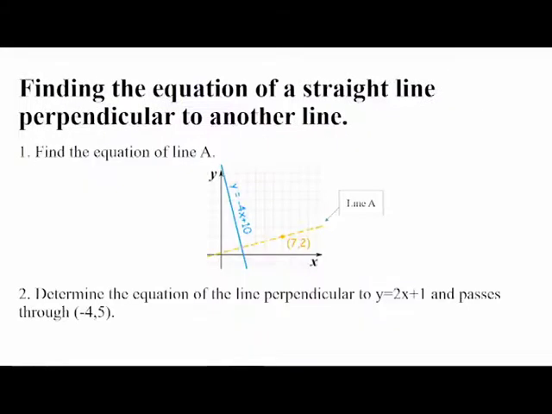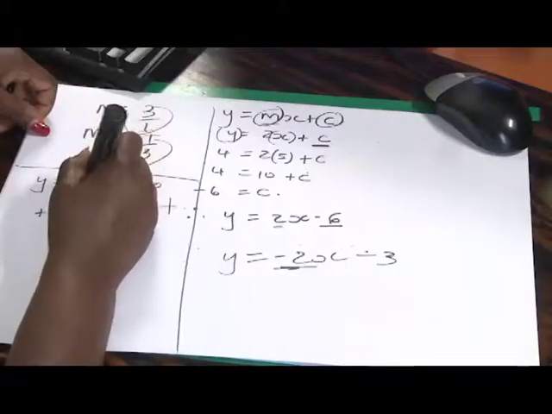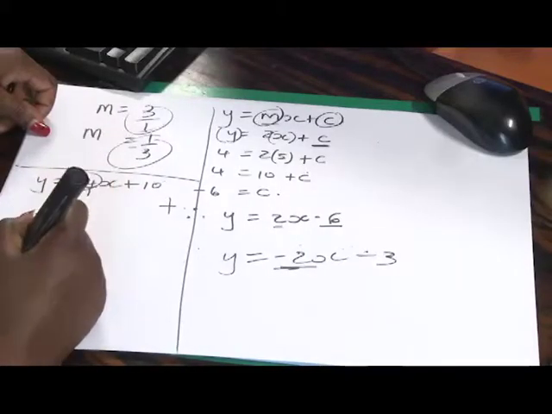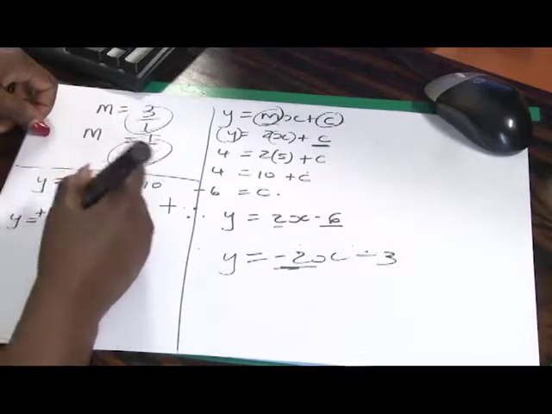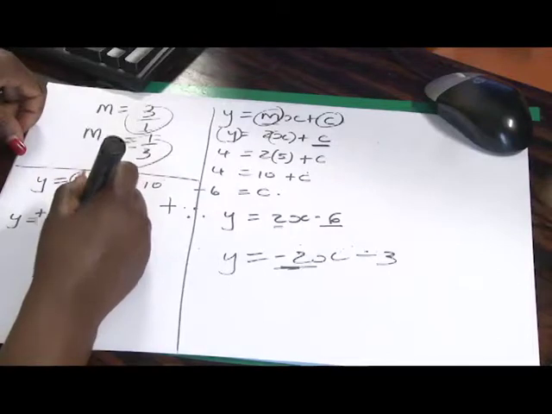Let's look at this question. Find the equation of this line A. Line A, you can see, is this one. We want the equation of line A, provided that this other line is negative 4x plus 10 and you are given that the two lines are perpendicular. Look at the gradient. If this is negative 4, the other one will be positive. If this is 4, that is 4 over 1, so the other one will be 1 over 4. Therefore, the gradient of the other line will be positive 1 over 4x, and then plus what?